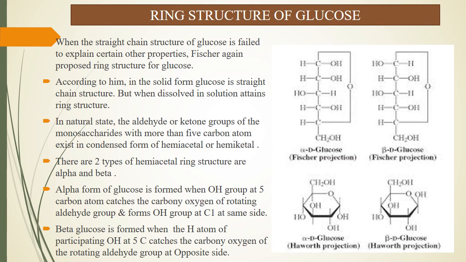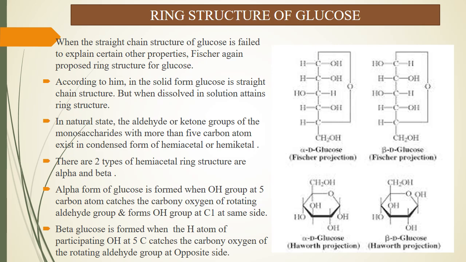The next type of structure of glucose is the ring structure. When the straight chain of glucose failed to explain certain properties, Fischer again proposed a ring structure of glucose. According to this, in solid form glucose has the straight chain structure, but in the dissolved form it attains a ring structure. These are the ring structures of glucose. One is alpha D glucose, another one is beta D glucose. There are two types of hemiacetal ring structure, one is alpha, another one is beta.